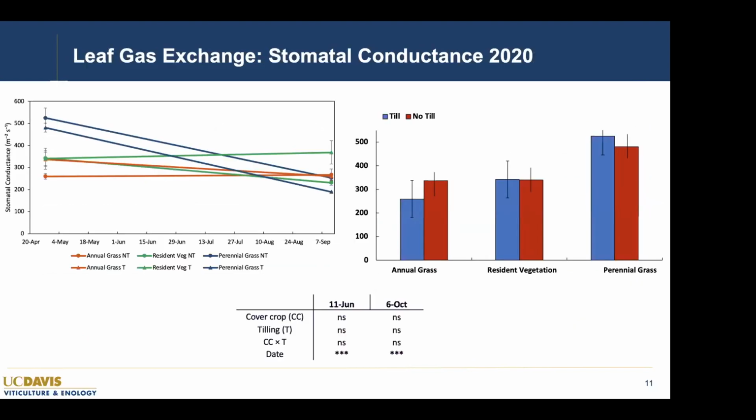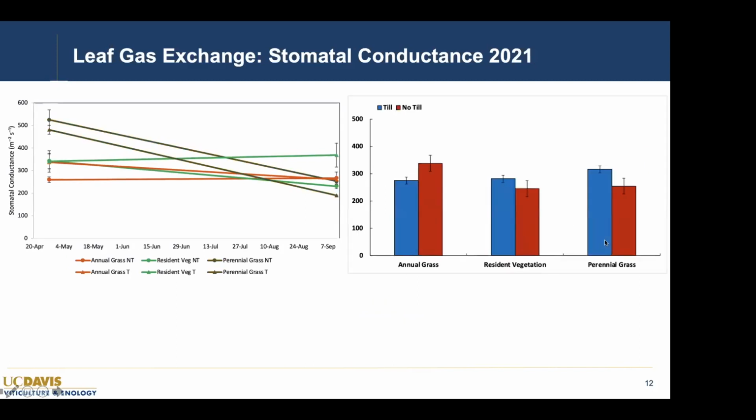Likewise, we saw no differences between cover crop, tillage, or an interaction amongst stomatal conductance. However, there was a difference between dates, like we saw in leaf water potential. Again, just a matter of weather. And you can see in the figure on the left, stomatal conductance over the season, represented by a line graph, and then on the right, perennial grass did appear to show an increase. However, statistically, this did not hold.